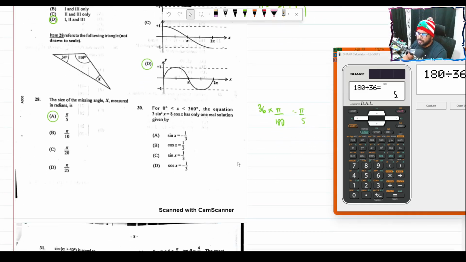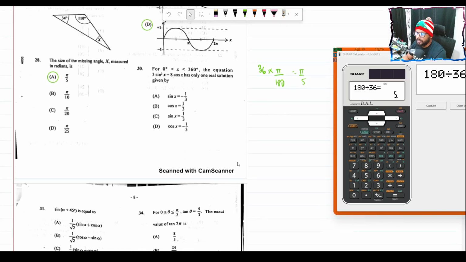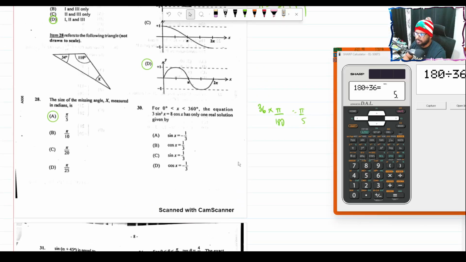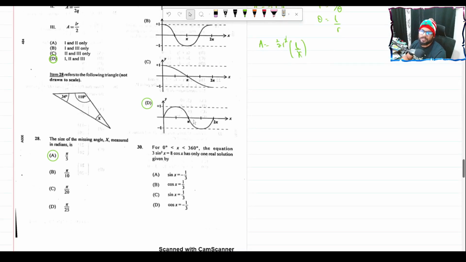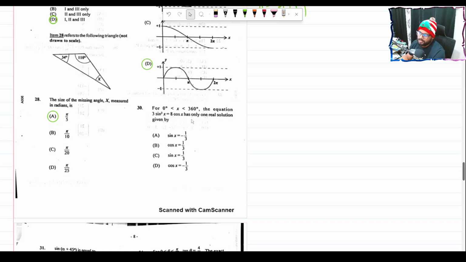For this, the equation has one real solution given by sine x is equal to negative a third, cos x, sine x, and cos x. All right, now trying to figure out a shortcut in which we can do this. We could try to substitute these values, but if I substitute sine x inside of here, I still have a variable x, so I have no choice but to solve this my quadratic way.